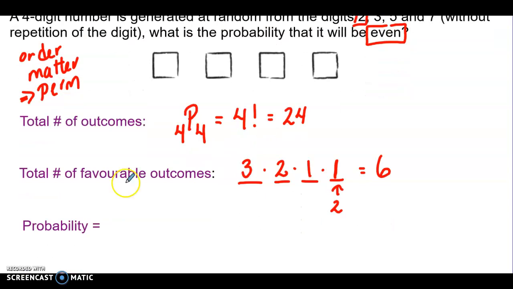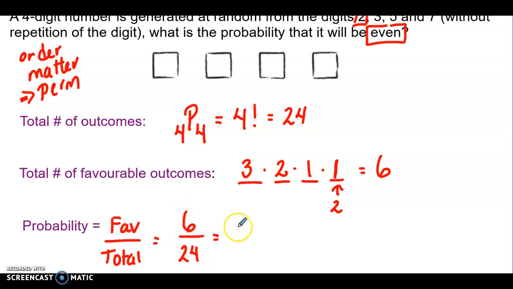Looking at probability, again, probability is our favorable outcomes over our total. Our favorable outcomes are 6. Our total outcomes is 24. We can reduce that fraction to lowest terms, or we can write it as a decimal, or we can write it as a percent, 25%.